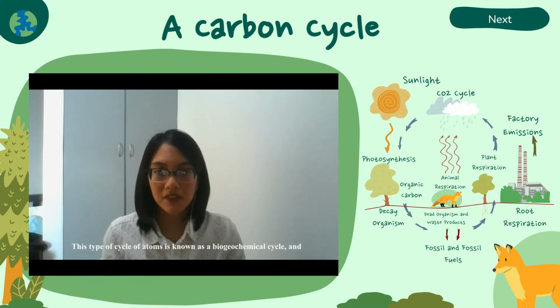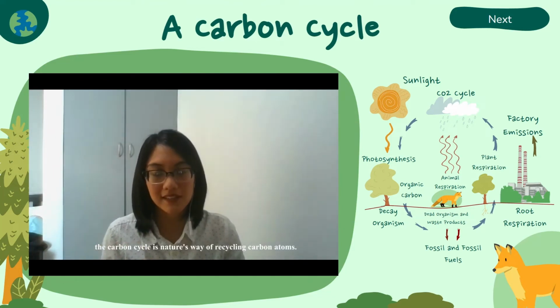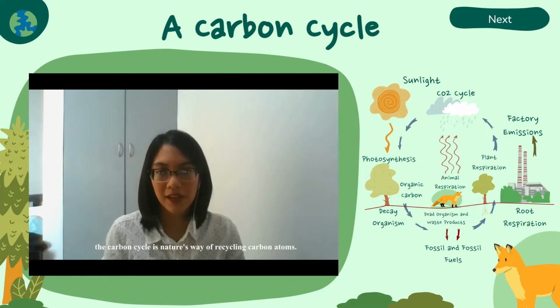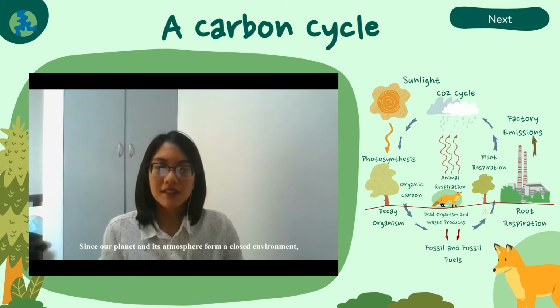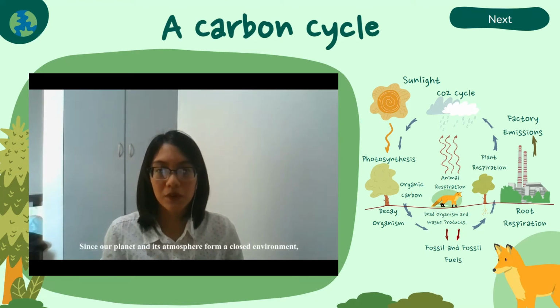This type of cycle of atoms is known as a biogeochemical cycle, and the carbon cycle is nature's way of recycling carbon atoms. Furthermore, these carbon atoms are mostly stored in reservoirs such as rocks and sediments, while the rest are in the ocean, atmosphere, and living organisms. Since our planet and its atmosphere form a closed environment, the amount of carbon in this system does not change. However, any change in the cycle that shifts carbon out of one reservoir puts more carbon in the other.